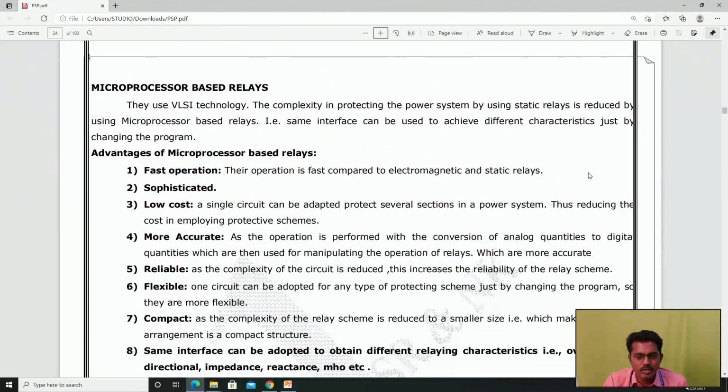Next we are going to see the microprocessor based relay. We have seen the circuit of the static relay. The static relay checks the voltage, samples it and compares it with a reference. Depending upon the error value, it gets operated. Then why are we going for a microprocessor relay?